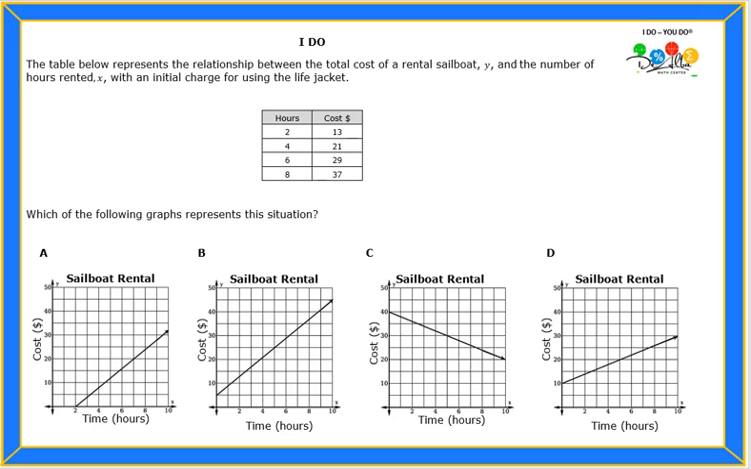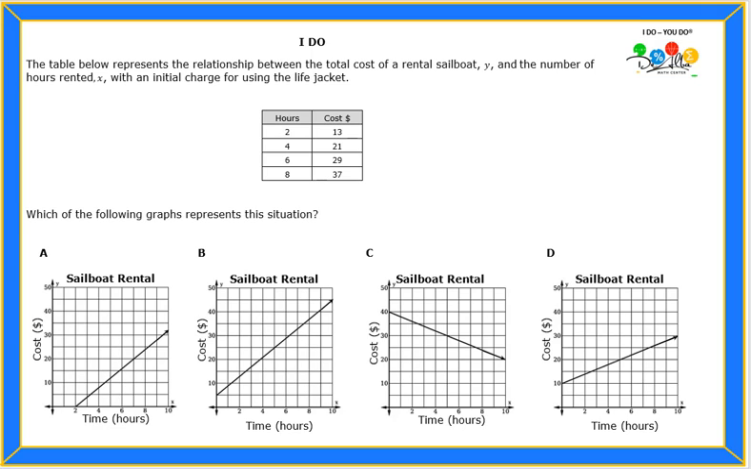It says, the table below represents the relationship between the total cost of a rental sailboat Y and the number of hours rented X with an initial charge for using the life jacket. Which of the following graphs represents this situation?